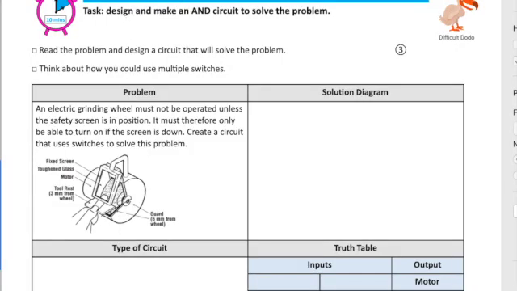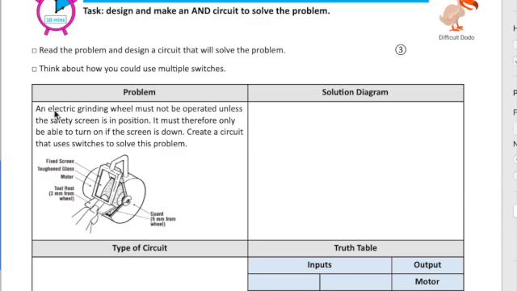On to SC9, Build circuits. This is a bit of a problem-solving task, and it's one which is really difficult. So I'm going to give you a chance to solve this problem on your own, but don't worry if you cannot, because I will go through it afterwards.